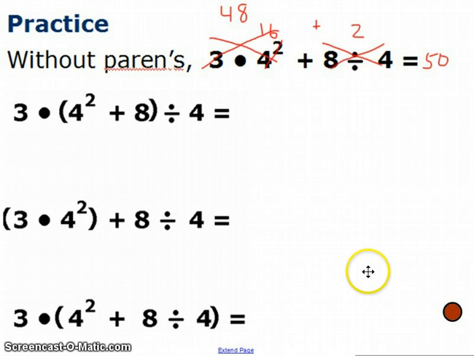What I'd like you to do is pause the video right here and work out each of these 3 yourself. After you've done that, come back and I'll show you the correct answer. So go ahead and hit the pause button now.